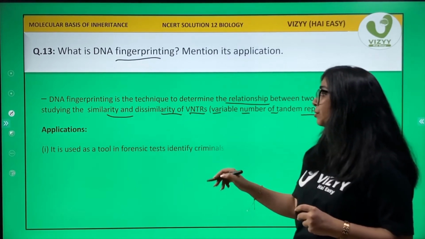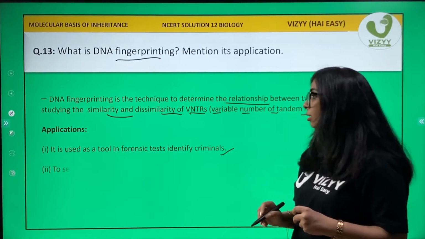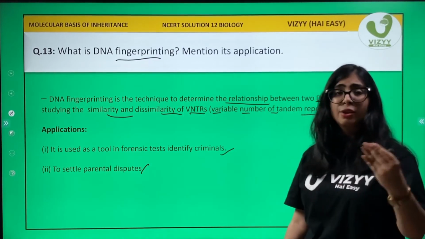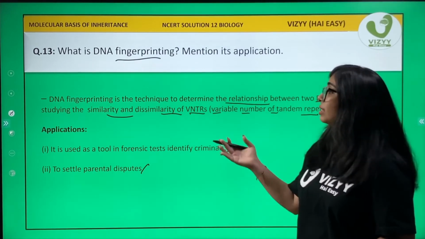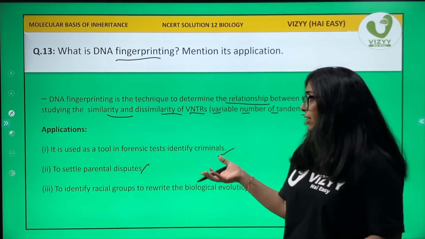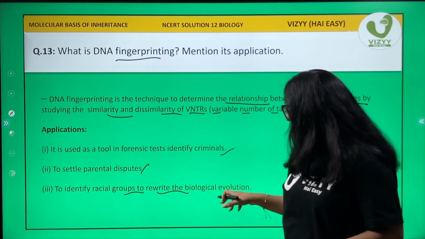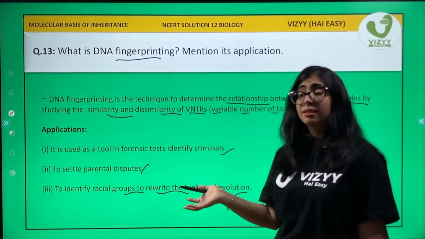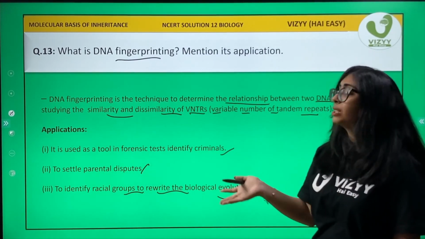Applications. It is used as a tool in forensic tests to identify criminals and to settle parental disputes, whether the child is of a specific parent or not. So these are the applications, and to identify the racial groups, to rewrite biological evolution. As things are changing, as science is increasing, to even understand and identify evolution. So we are done with DNA fingerprint.